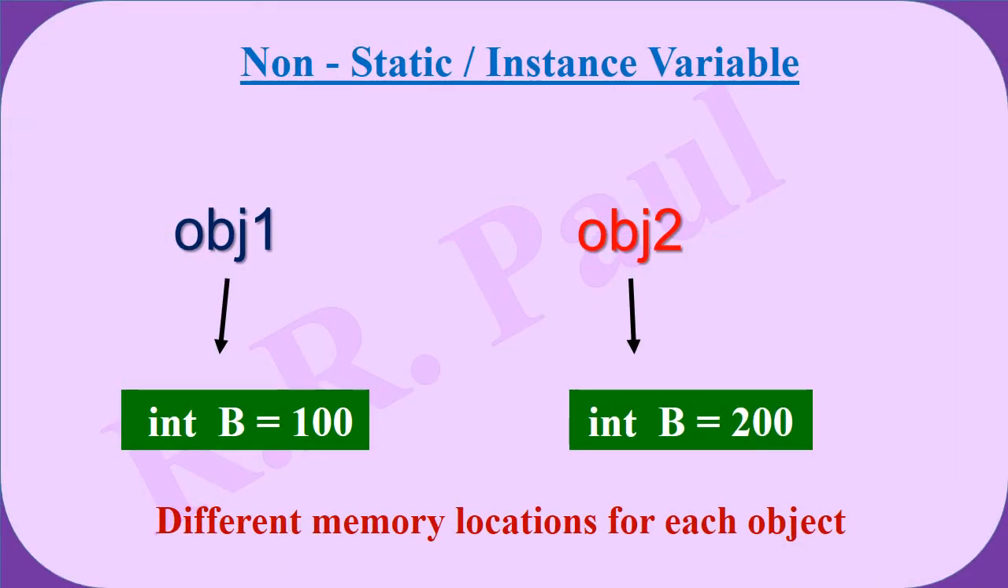Now let's have a glance at what happens in case of non-static or instance variables. Multiple objects of the class, as in this case obj1 and obj2, will have their own copy of the instance variable declared in RAM. That means simultaneously different values can be maintained in the same data member, but which is now associated with two objects.